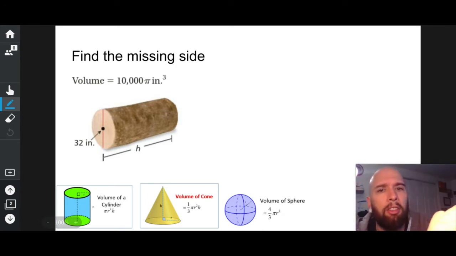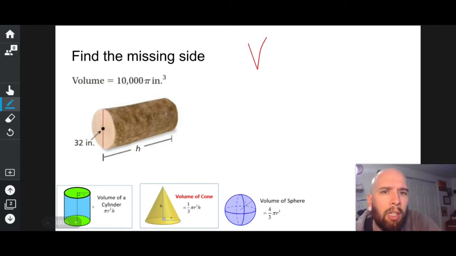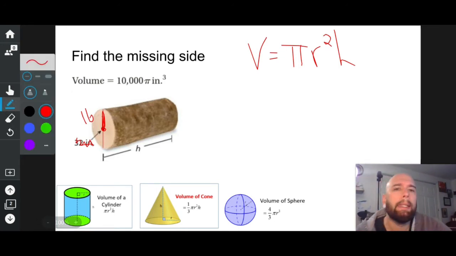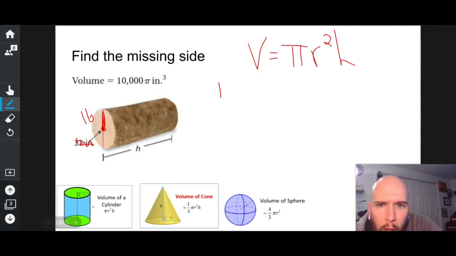What do we have here? We have a cylinder, so the volume of a cylinder is V equals pi r squared h. And then let's label and plug in what we know. What do I know? Well, that's not my r, that's my diameter, so my radius is actually going to be 16. I have the volume, so that's interesting. So let me see, volume is 10,000. What a convenient number. Pi.